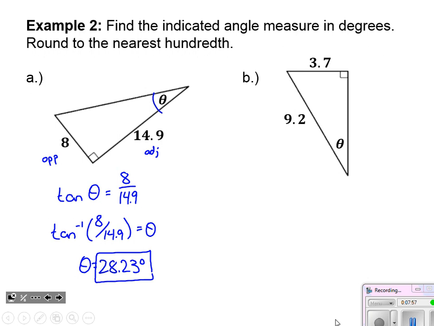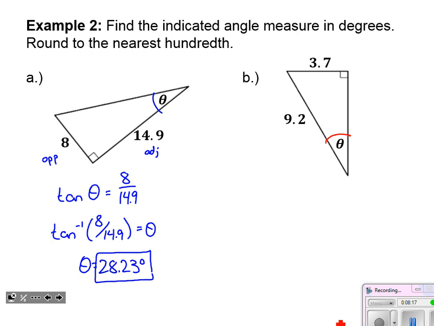Now, these triangles are not in any way drawn to scale, so don't think that because it looks like about 30 degrees, I'm going to get something close to 30 degrees. That happened to work here, but it's not going to work every single time. I can tell you, I just copied and pasted. So not to scale at all.